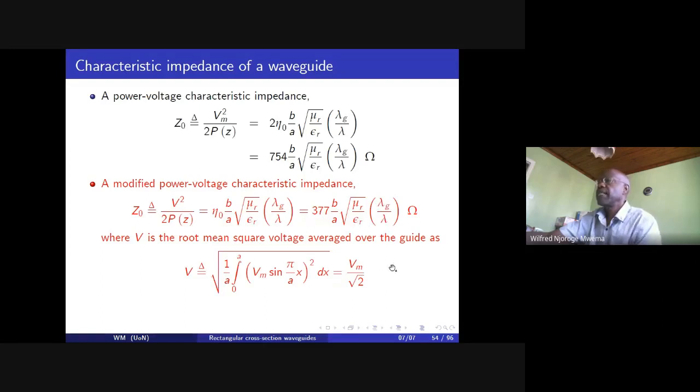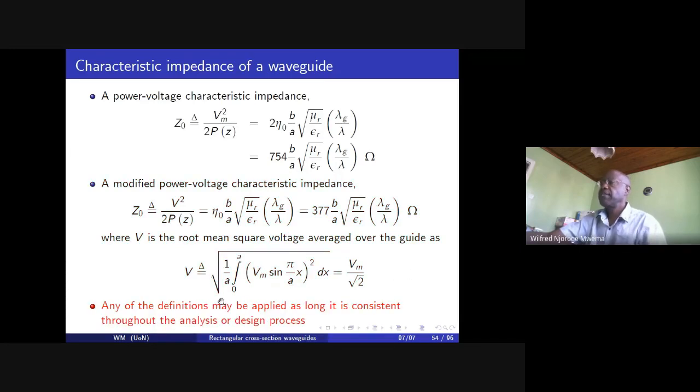Okay, so those are 3 or 4 ways in which we can define the characteristic impedance, and it's up to you to choose one and stick with it. You cannot mix them. Any of the definitions may be applied as long as it is used consistently throughout the analysis and the design process.